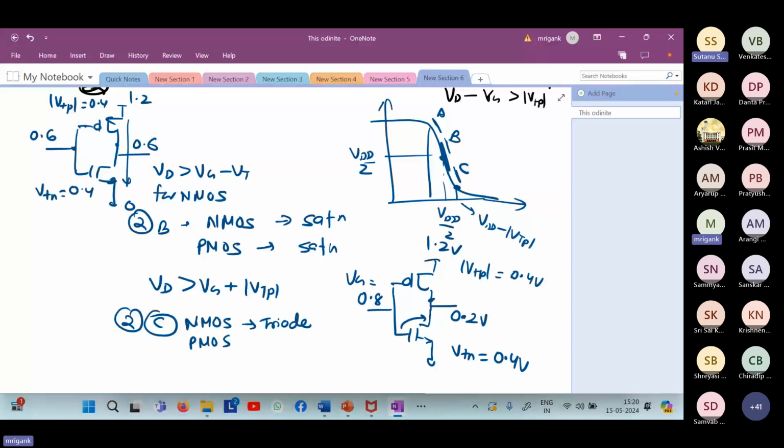1.2 volt, 0.8 plus 0.4. So VG plus mod VTP, whatever is the gate voltage, the drain voltage should be higher than VG plus mod VTP. But that is not there. The drain voltage is much lower than that. Definitely for PMOS, you don't have a channel formed. So PMOS is in saturation. And this is clear to everyone.